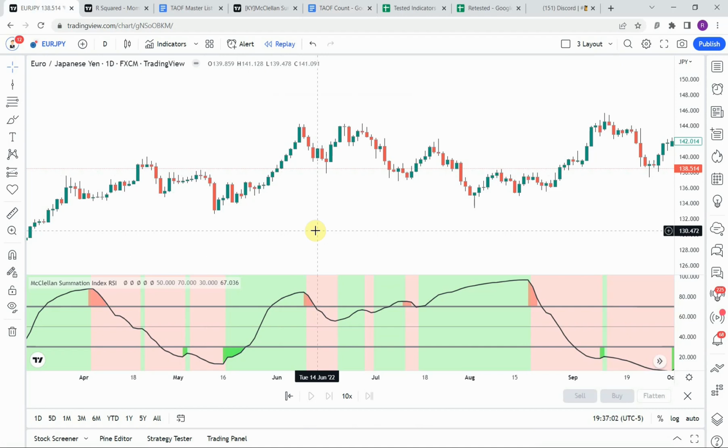Today we will be looking at an advanced testing of the McClellan Summation Index Indicator.